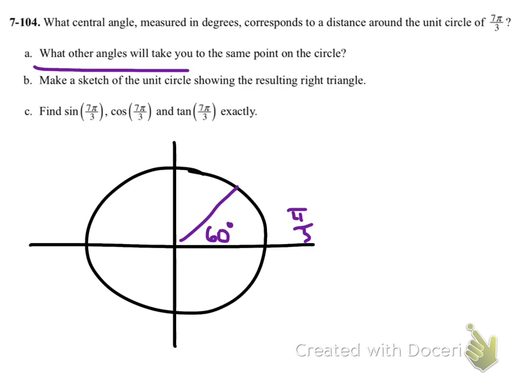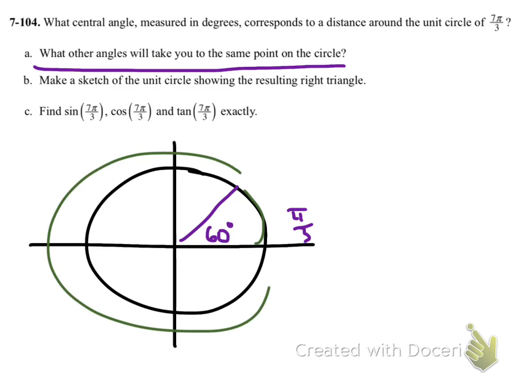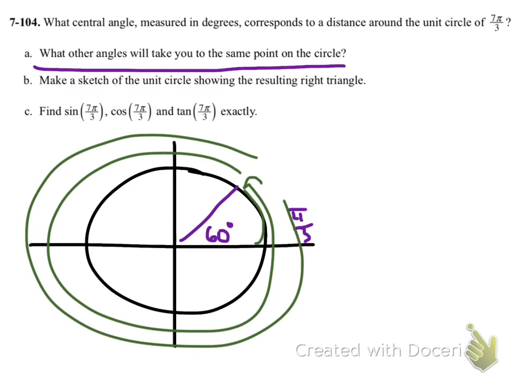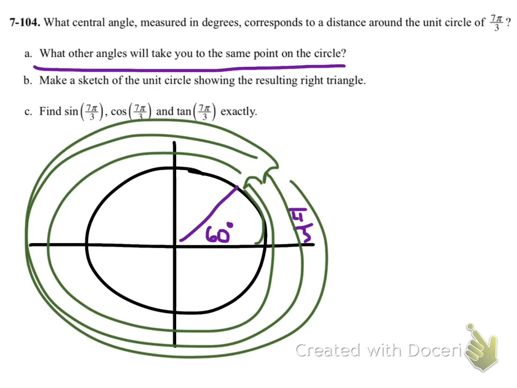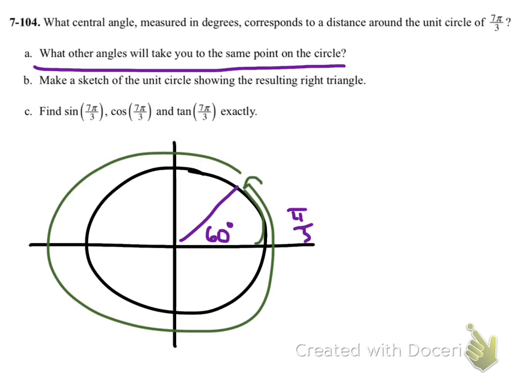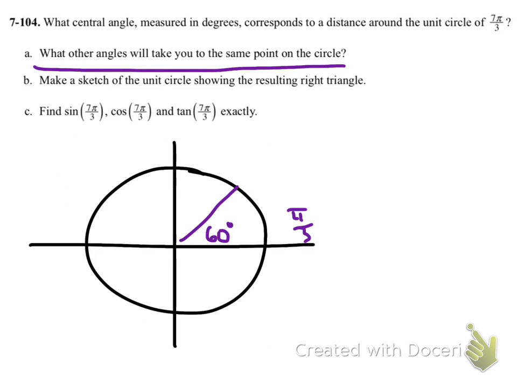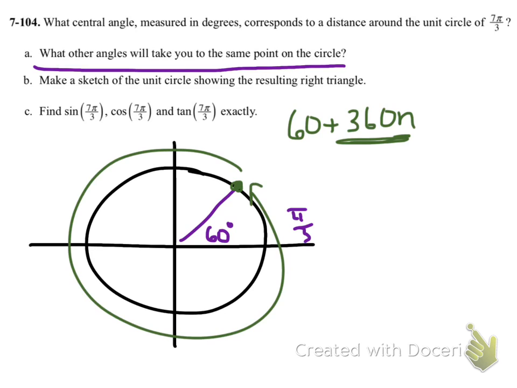And other angles that are going to take me to the exact same spot would be anytime I am at this 60 degrees, and I add 360, and add 360, and add 360, I could keep going around that way. So one way I could write this in degrees would be 60 plus 360 times some integer n. And every time I do that, this 360 times some integer n will put us back here by just going all the way around the circle another time.